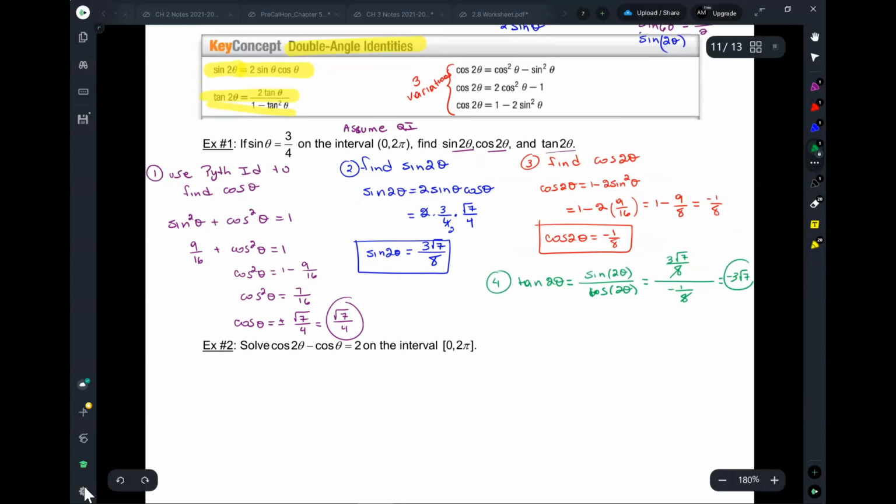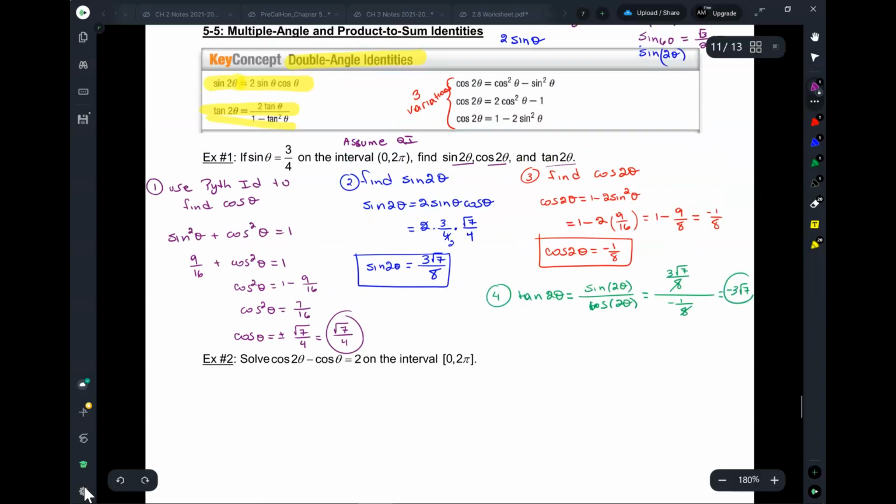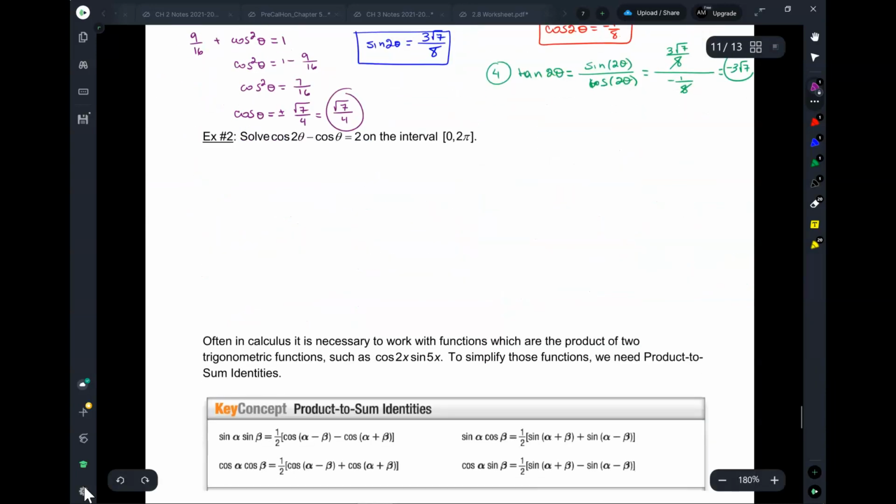If we wanted to find cosine 2 theta for step 3, we could have just done cosine squared minus sine squared theta. Yep, you would have gotten the same answer. Same answer. Okay.